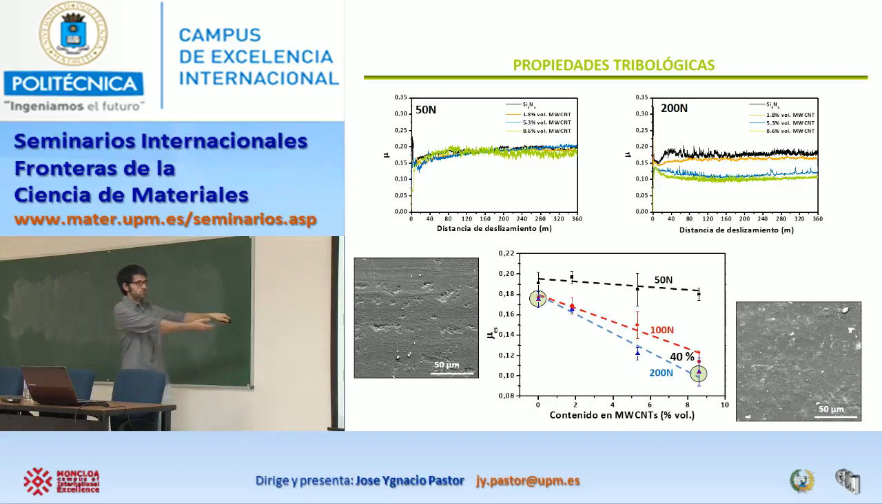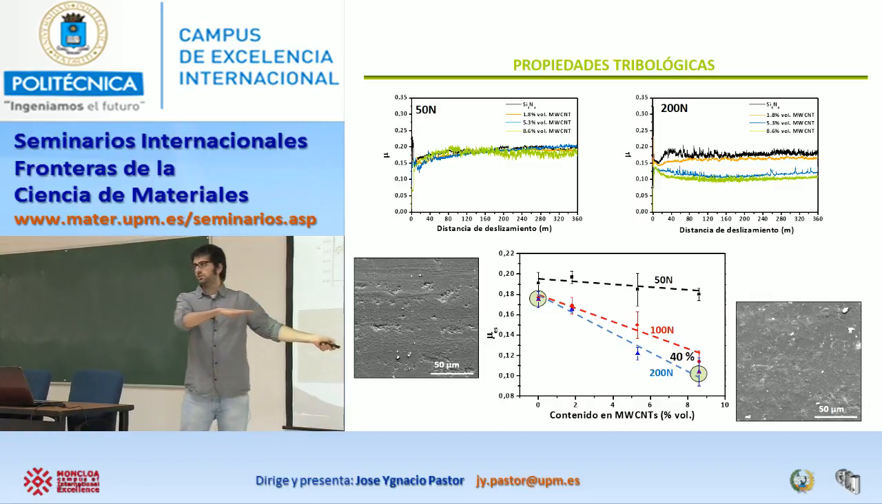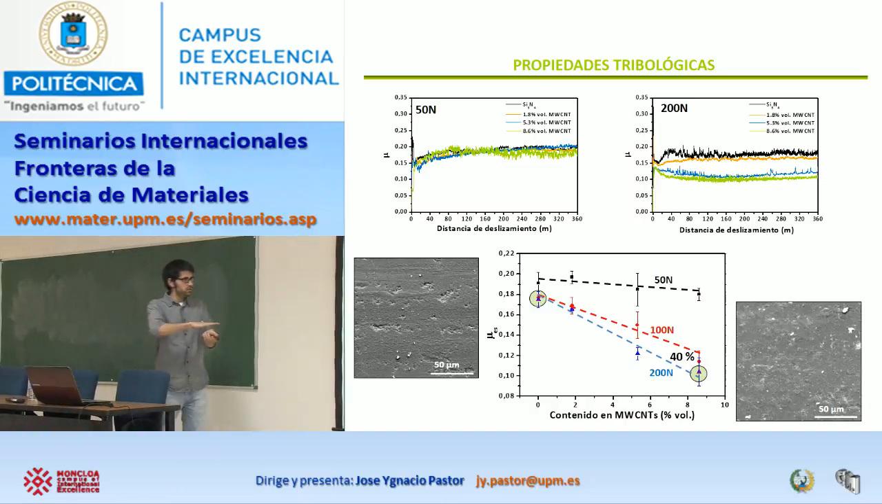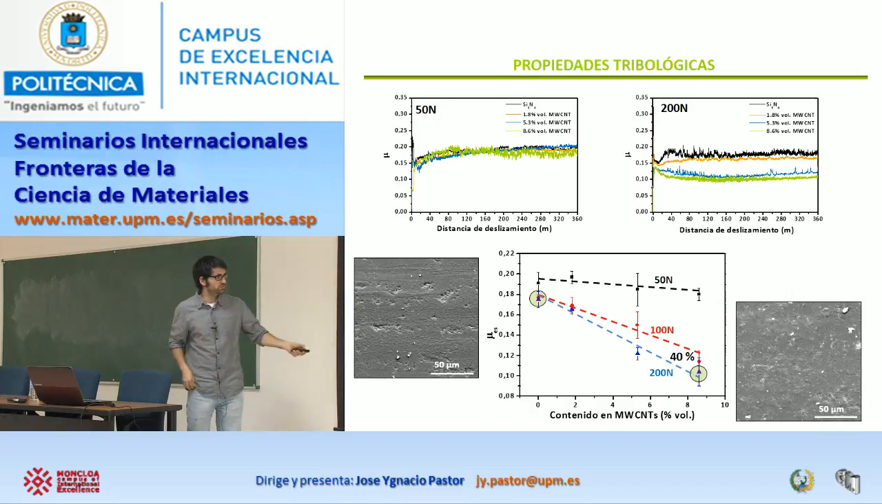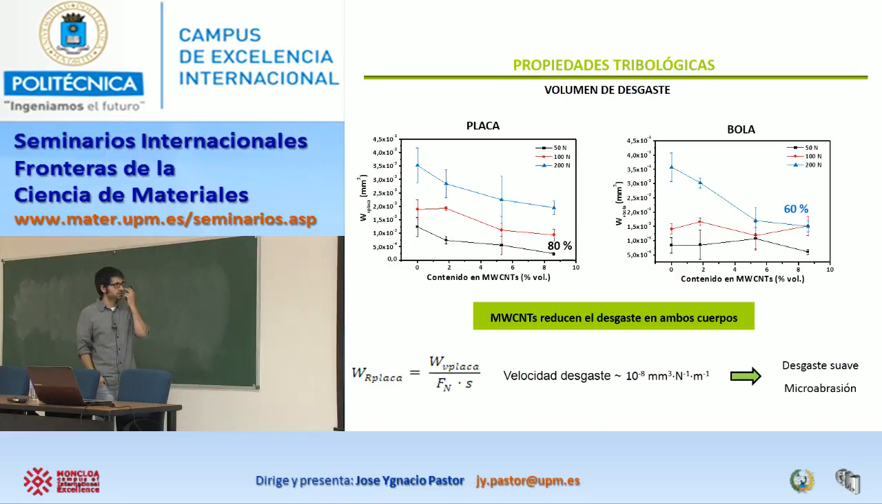Okay, it's like you remove the grains. And here everything is more smooth. I will show you now why. It's because the nanotubes are forming what's called a tribofilm, and then it's protecting the surface. But here there is no pull out of the material, okay, and here it is.